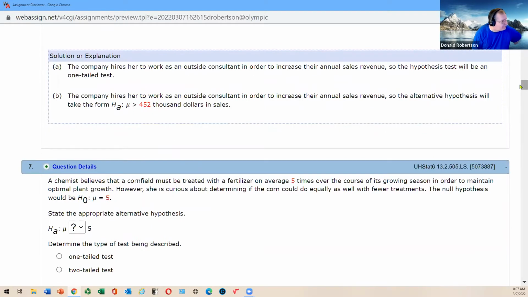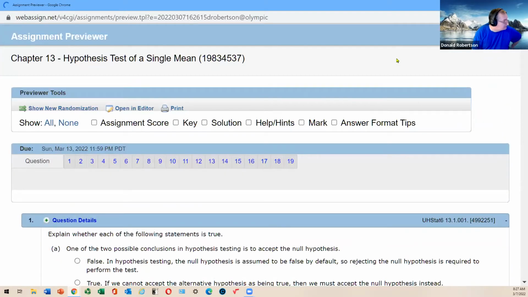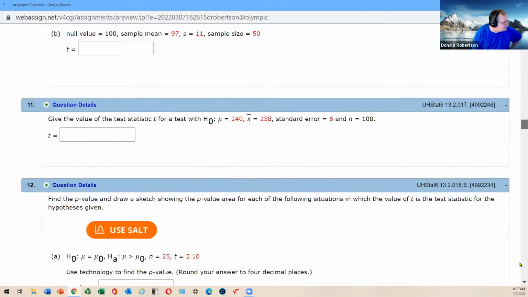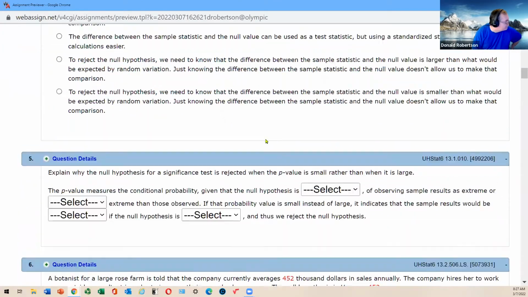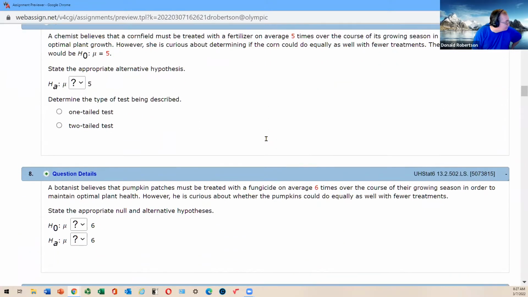Why is it giving solutions? It really doesn't want to. There we go. It's helpful sometimes if I've got answers, but it's more of an annoyance.